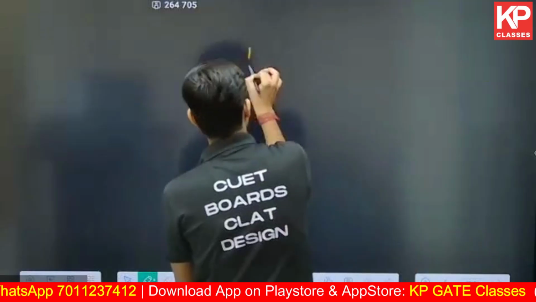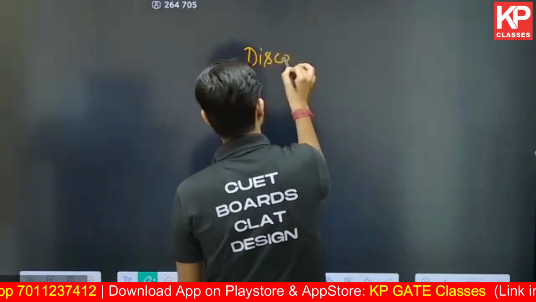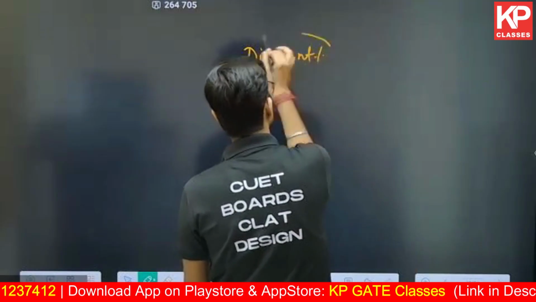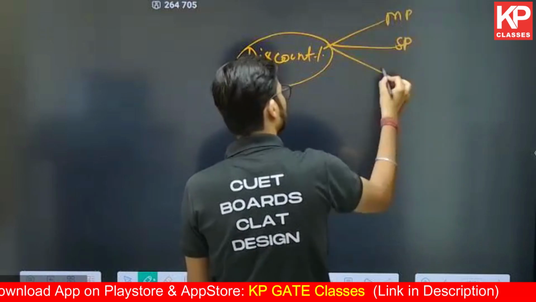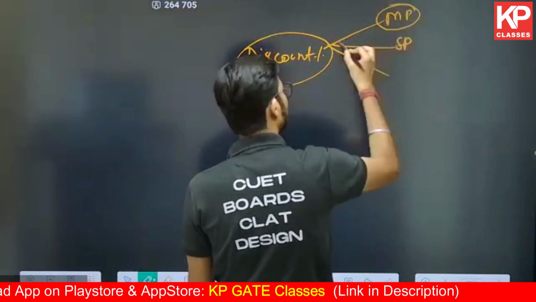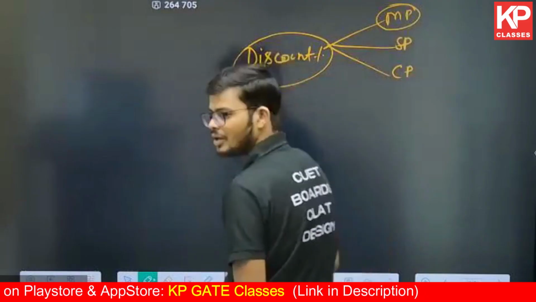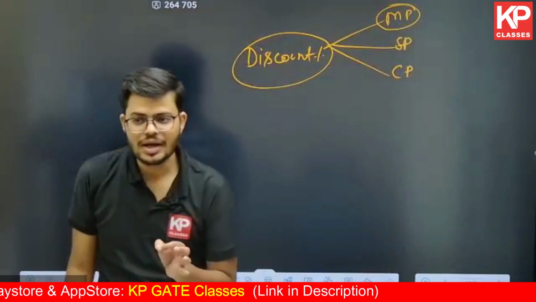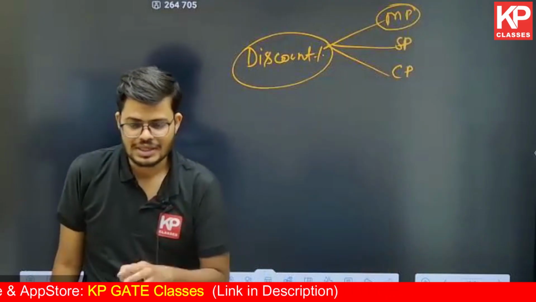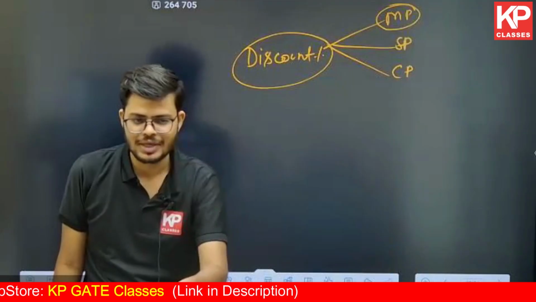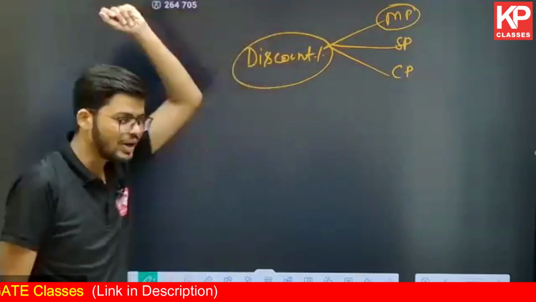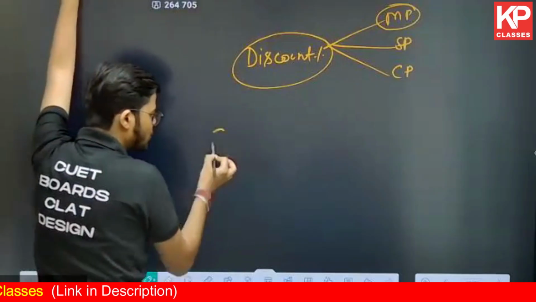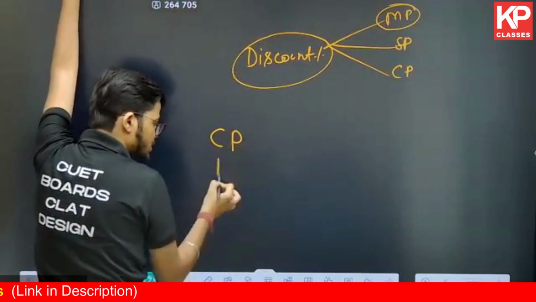One more thing is there, discount percentage. Now what do we mean by discount percentage? Discount percentage is nothing but your mark price is there, your selling price is there, and cost price is there. Now we need to understand that in case of discount, discount does not mean loss. Discount is given on the mark price. Now for an example, I bought a product at 100.